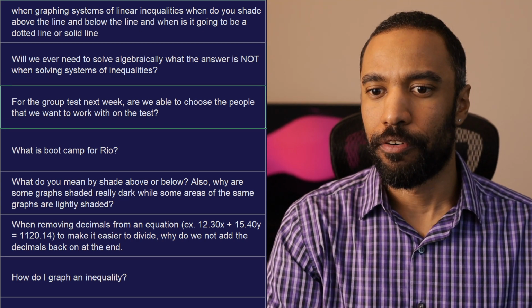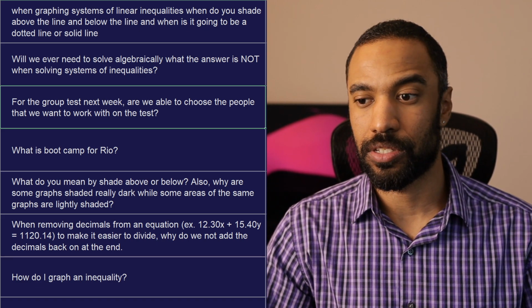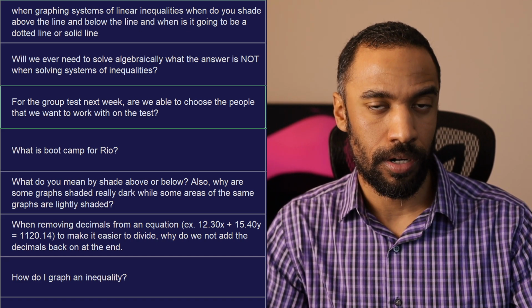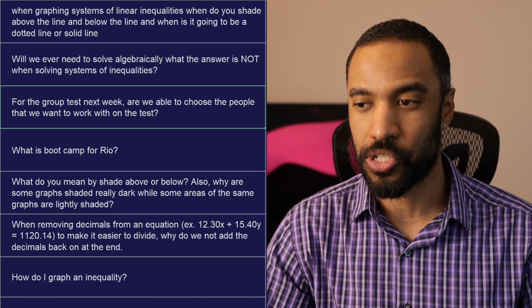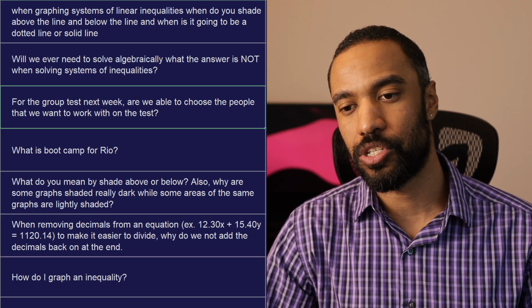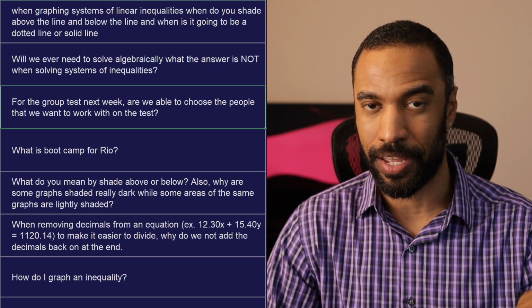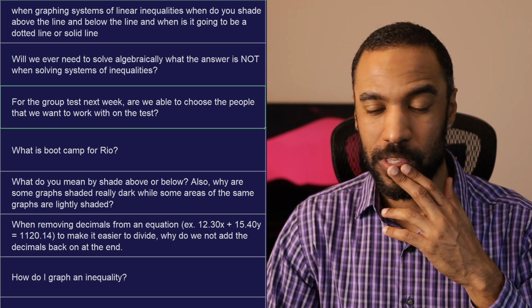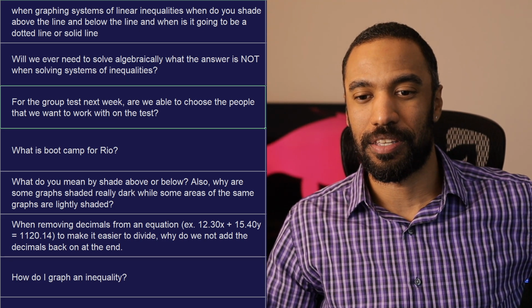All right, here we go. For the group test next week, are we able to choose the people we want to work with on the test? I assume this was asked before I gave you guys a survey at the very end of this week to state who you wanted to work with on group tests. I gave you a choice of three people. If you weren't in class at the end of Thursday or Friday, then you missed out on this. I told you to stick around for a survey. If you were in class at the end, you were able to fill this out.